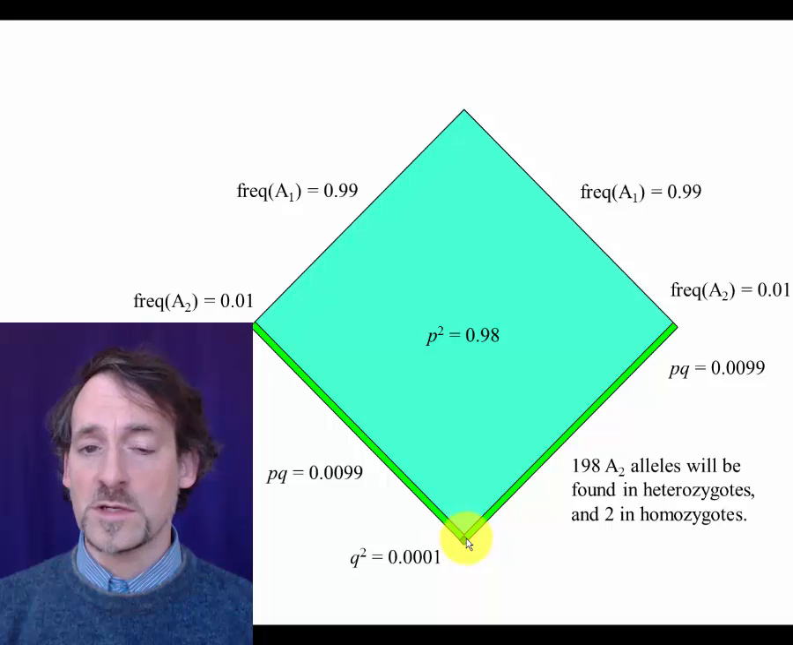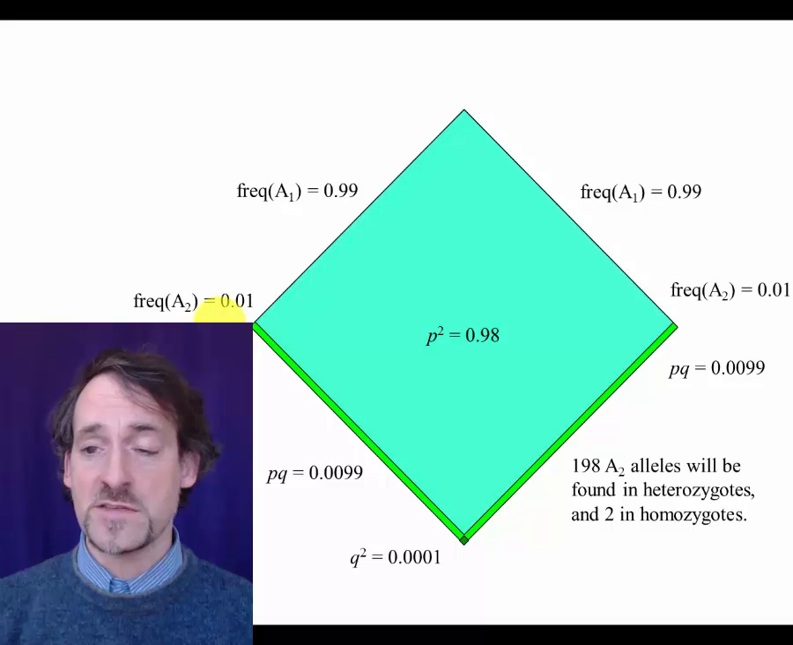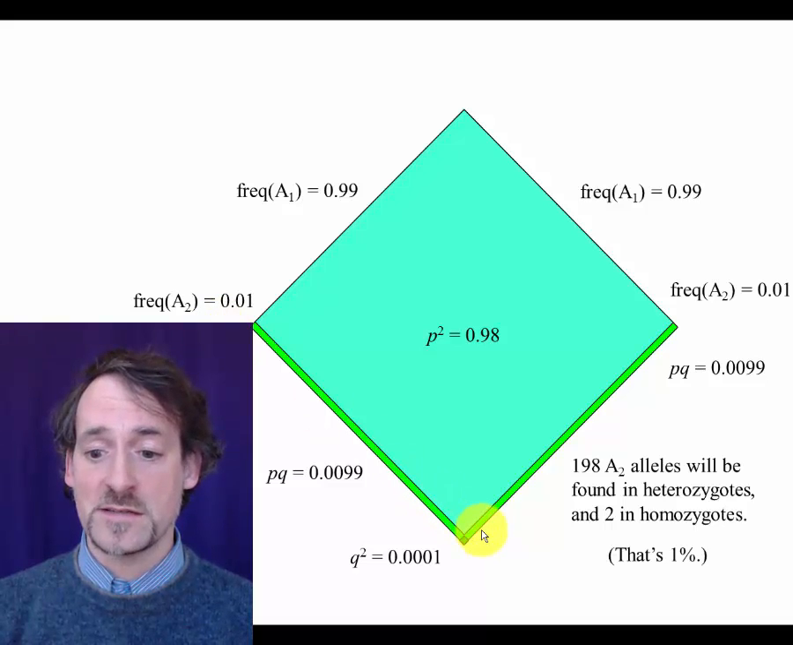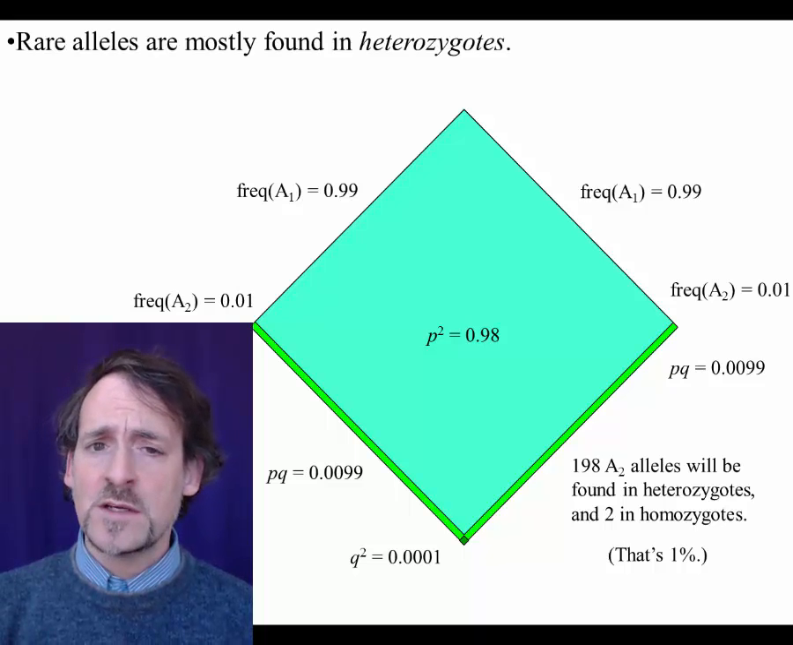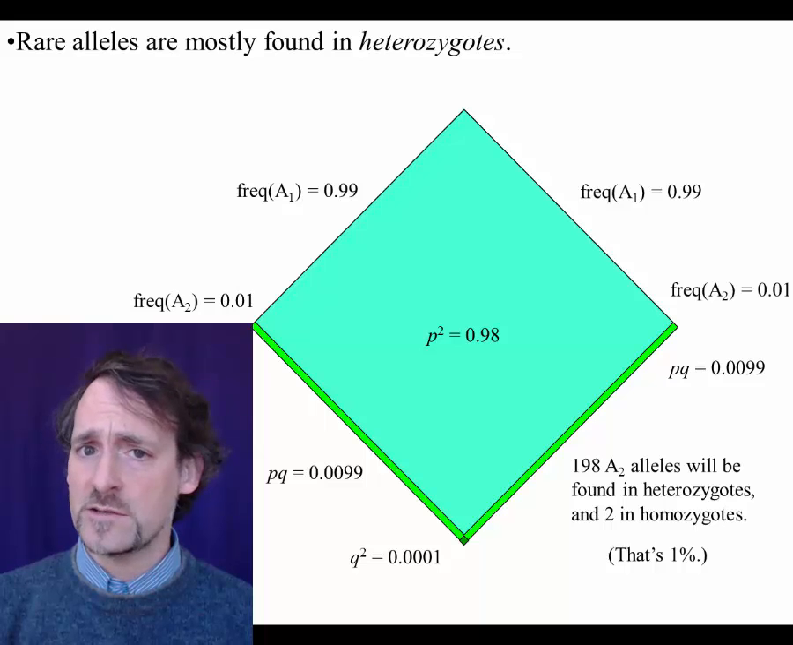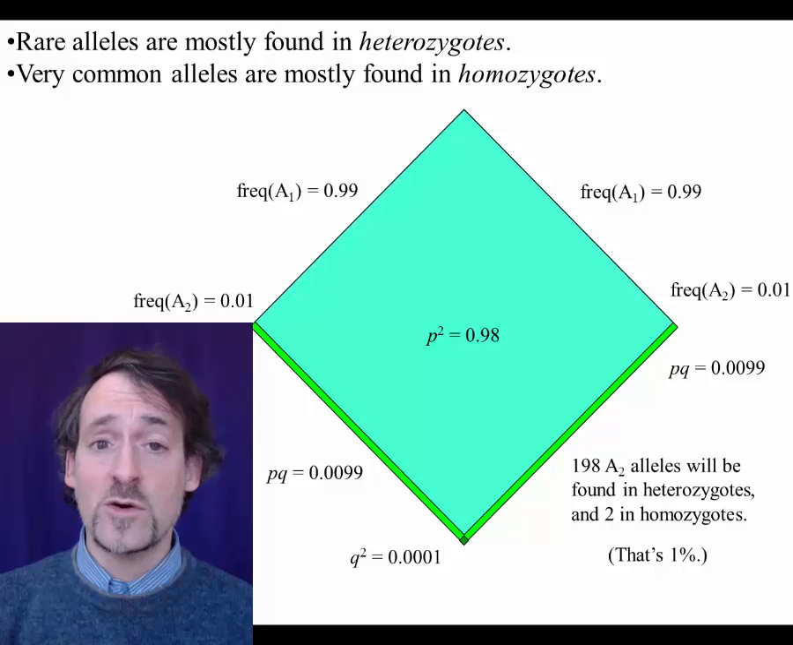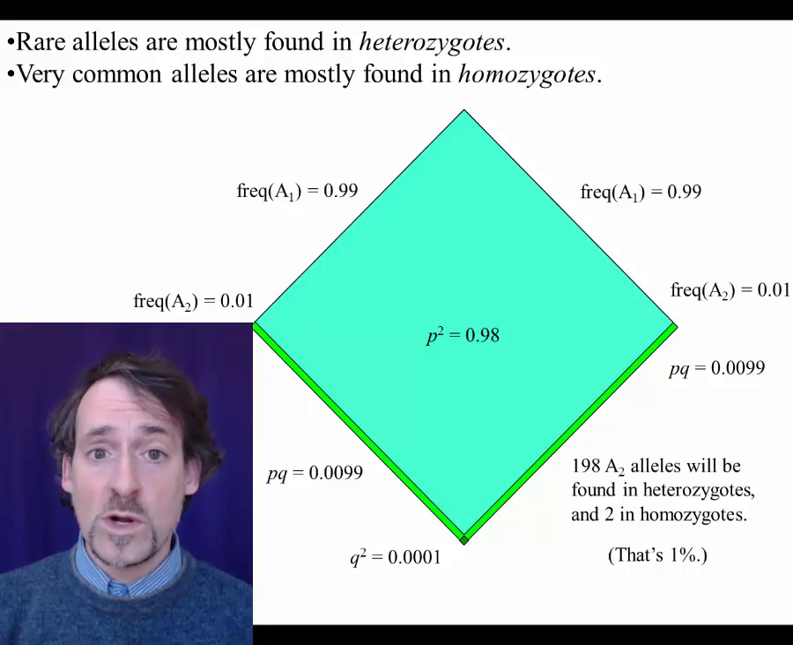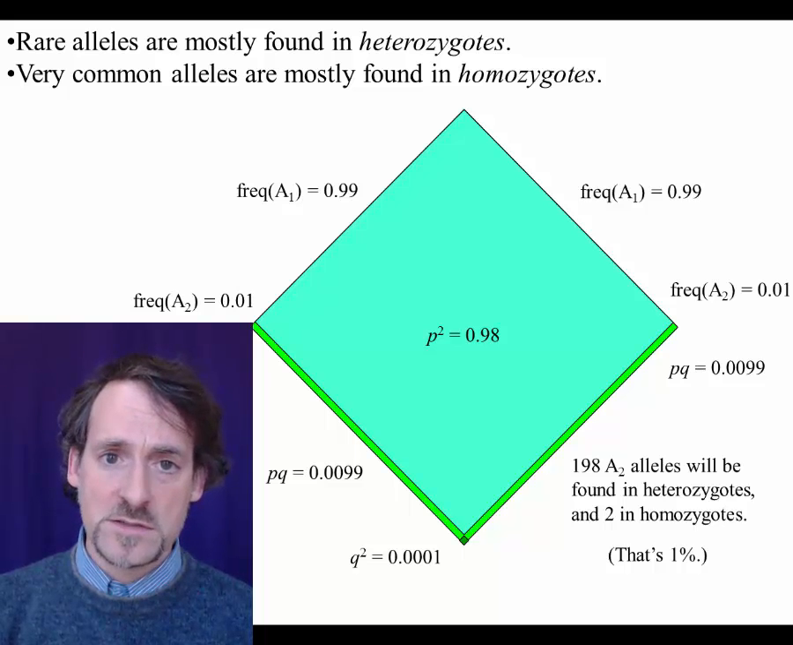If you keep going, it gets even more extreme. A minuscule number of the A2 alleles are found in homozygotes when the frequency of the A2 allele gets down to 1%. What's the take-home point from the Prout square? Rare alleles are mostly found in heterozygotes. So when an allele is rare, you pretty much only find it in heterozygotes. When it is common, it shows up in homozygotes a lot. And when the frequency of an allele is near 1, near 100%, almost all of them are found in homozygotes.